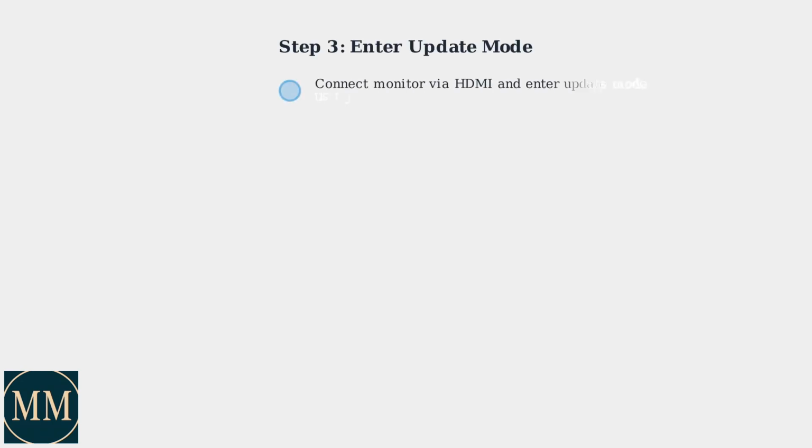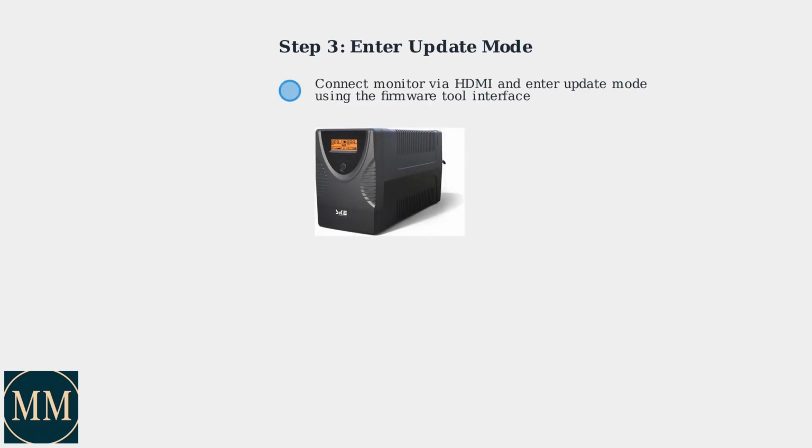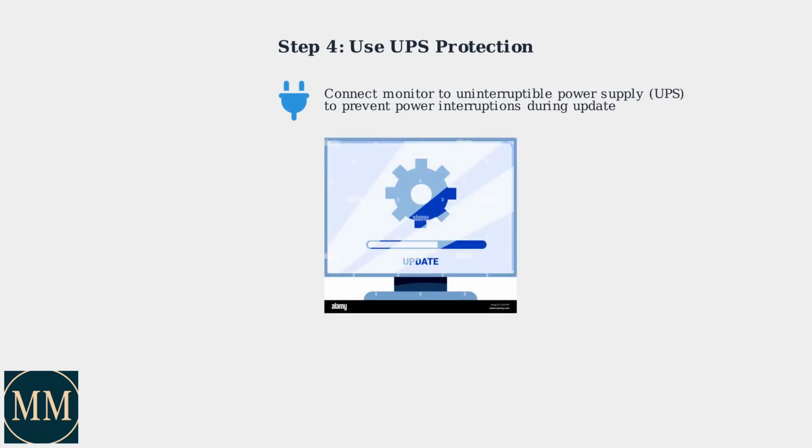Connect your monitor to your computer using an HDMI cable, then use the firmware tool to put the monitor into update mode. This establishes the connection needed for the firmware flash. Connect your monitor to an uninterruptible power supply, or UPS, before starting the update. This protects against power interruptions that could damage the monitor during the firmware flashing process.